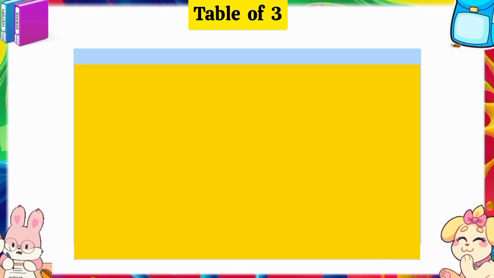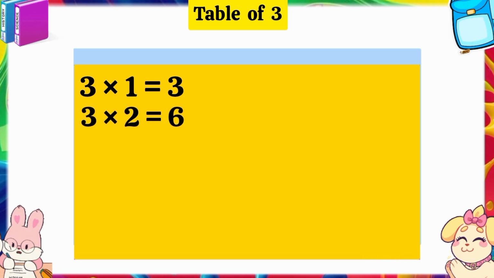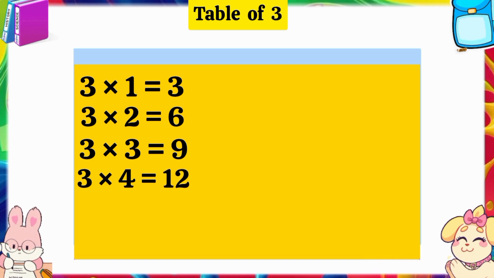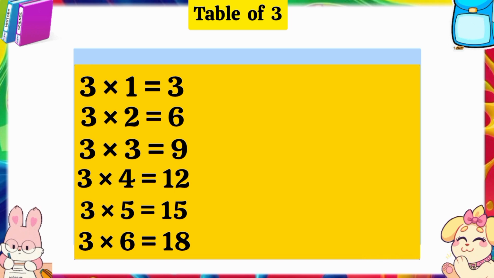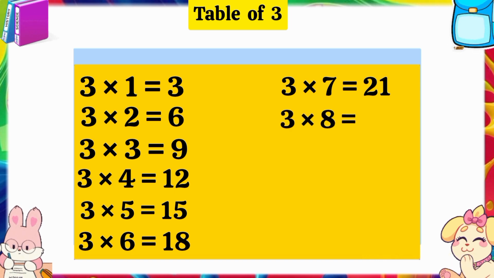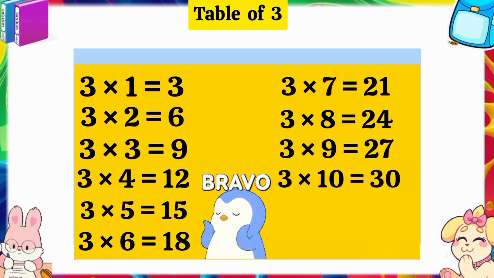3 times 1 equals 3. 3 ones are 3. 3 times 2 equals 6. 3 twos are 6. 3 times 3 equals 9. 3 threes are 9. 3 times 4 equals 12. 3 fours are 12. 3 times 5 equals 15. 3 fives are 15. 3 times 6 equals 18. 3 sixes are 18. 3 times 7 equals 21. 3 sevens are 21. 3 times 8 equals 24. 3 eights are 24. 3 times 9 equals 27. 3 nines are 27. 3 times 10 equals 30. 3 tens are 30.